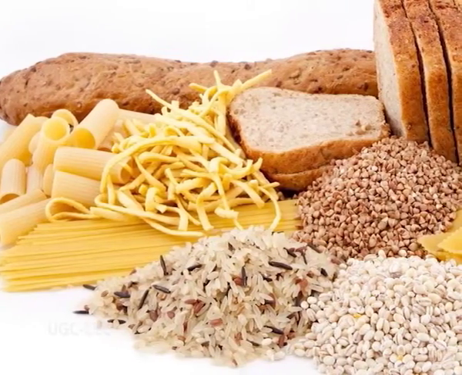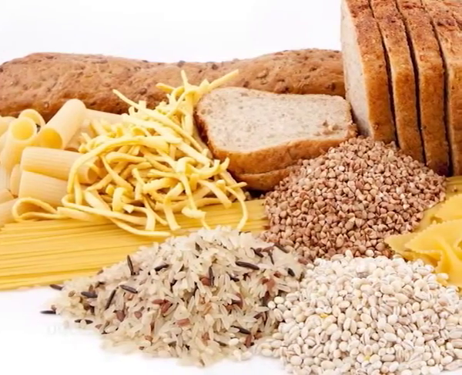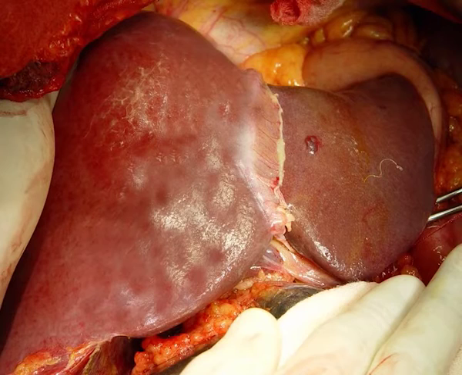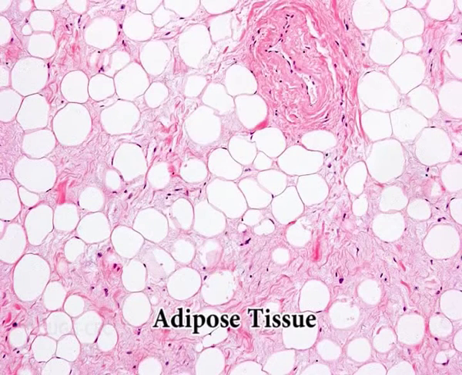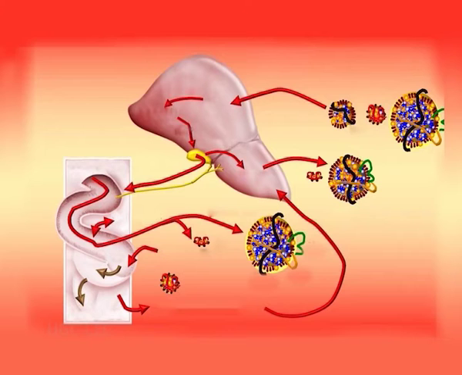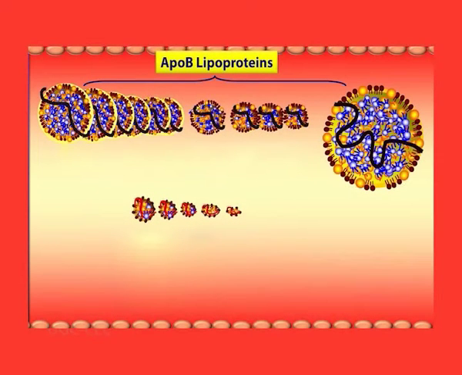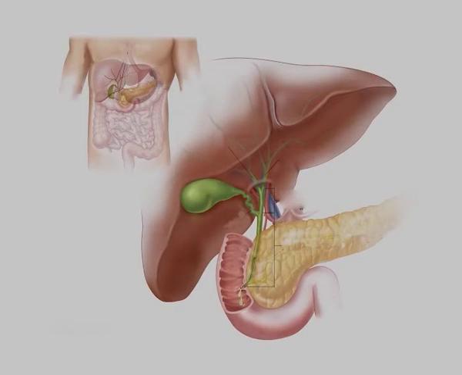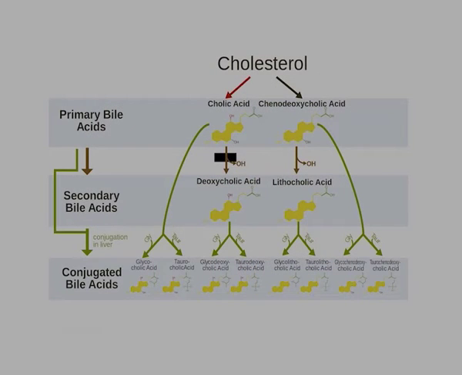The process of conversion of excess carbohydrates and proteins into fatty acids and triglycerides happens in the liver, which are then exported and stored in adipose tissue. The liver synthesizes large quantities of cholesterol and phospholipids. Some of this is combined with lipoproteins and made available to the rest of the body. The remainder is excreted in bile as cholesterol or after conversion to bile acids.